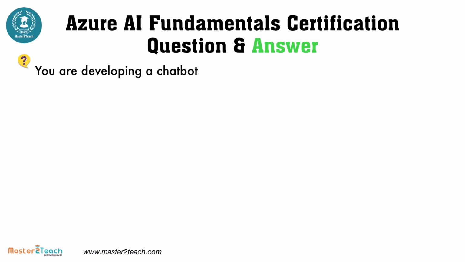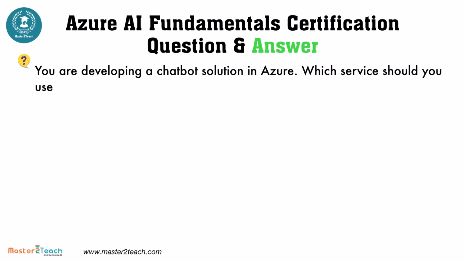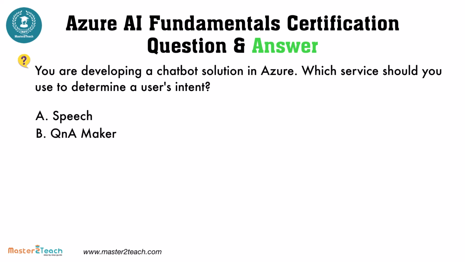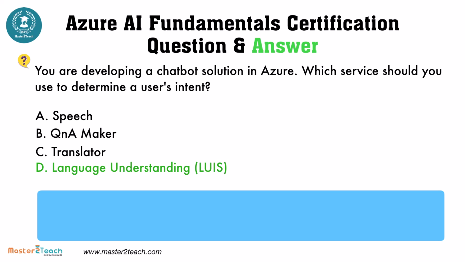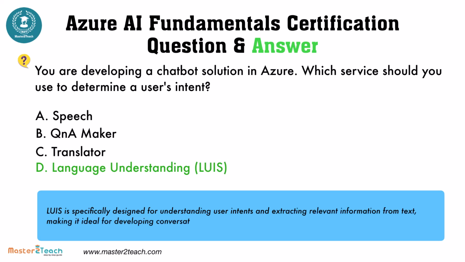You are developing a chatbot solution in Azure. Which service should you use to determine a user's intent? The options are A. Speech, B. Q&A Maker, C. Translator, D. Language Understanding, LUIS. The correct answer is Language Understanding, LUIS. LUIS is specifically designed for understanding user intents and extracting relevant information from text, making it ideal for developing conversational AI solutions.